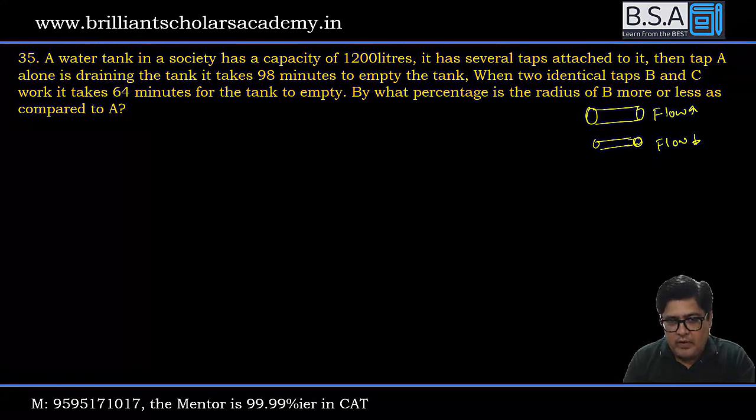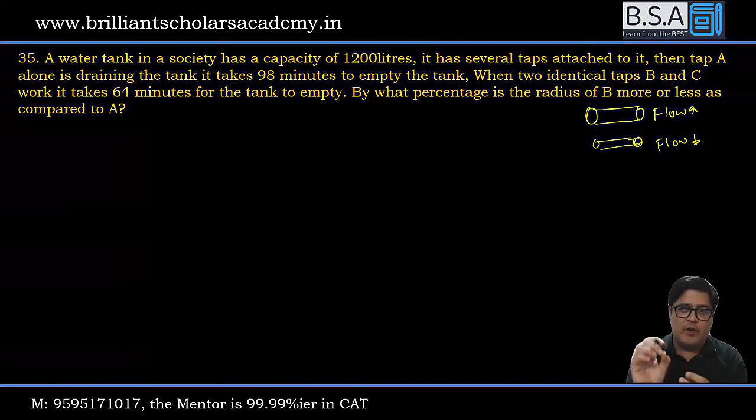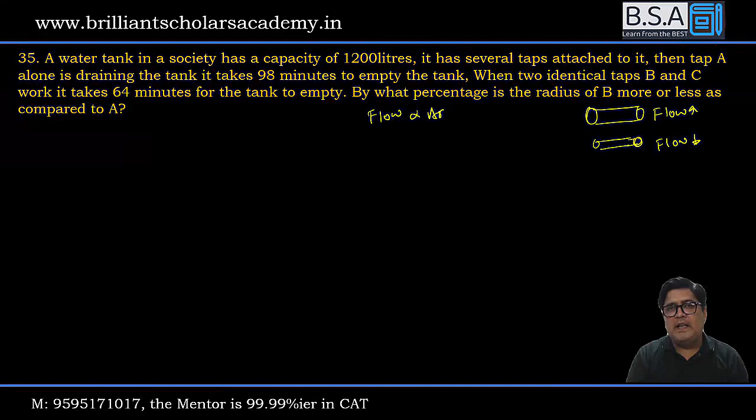So observe who determines the flow. Pipe ka area, that opening, that is called the cross section of the pipe. Larger cross section, larger flow; smaller cross section, smaller flow. Can I say flow depends upon area? Flow depends upon area. And what is the formula for area? Pi r square. Pi does not matter. Pi is a constant value. So can I say flow of a pipe depends upon the radius?